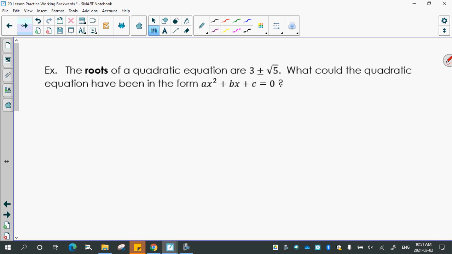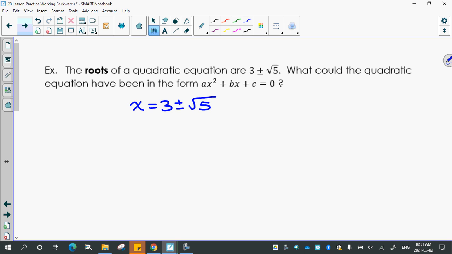All right, the roots of a quadratic equation are 3 plus or minus the square root of 5. What could the quadratic equation have been in standard form? So yesterday, this would have been our final answer, x equals 3 plus or minus root 5. That would have been our final answer yesterday if we had to use completing the square or the quadratic formula to get our roots, right? It wouldn't have factored. Everybody agree?